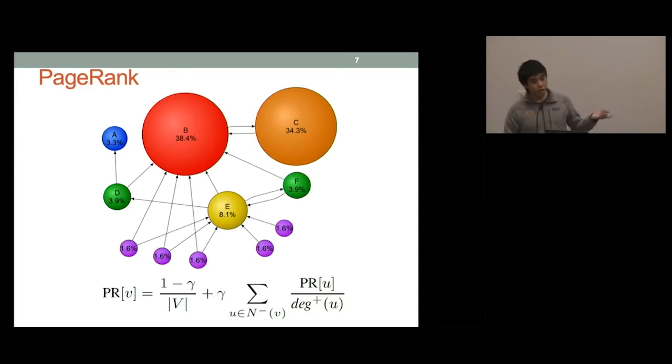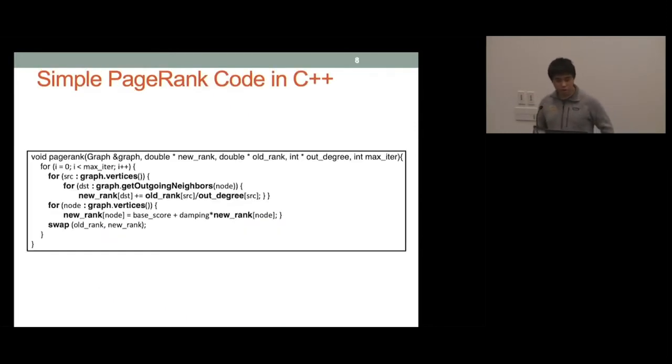But if you keep running this algorithm, it's going to eventually converge to some probability distribution. And that probability distribution will correspond to the relative rankings of the vertices in your graph. So this is a pretty simple algorithm to write. You can write it in C++ in under 10 lines of code, assuming that you have this graph library that allows you to extract the vertices and edges efficiently.